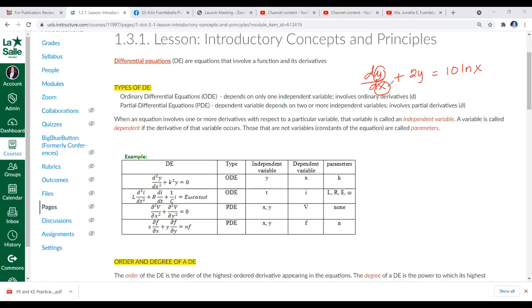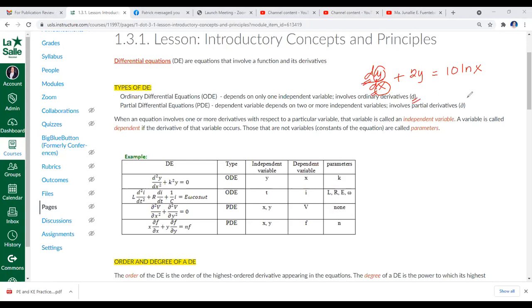But in terms of form, class, it's so easy to look at what an ordinary differential equation is. Whenever you see only a D, you see this D here? That makes the derivative ordinary, the D in here.